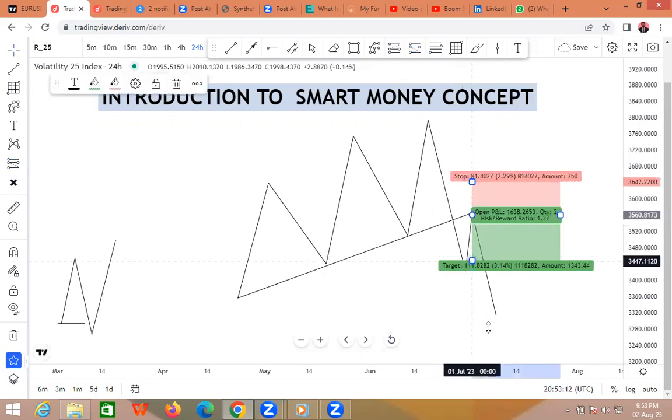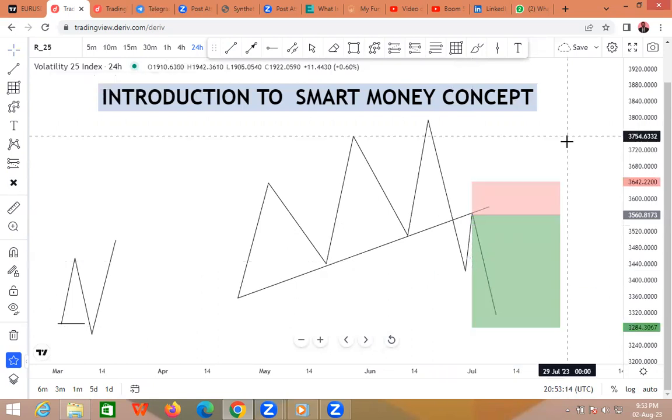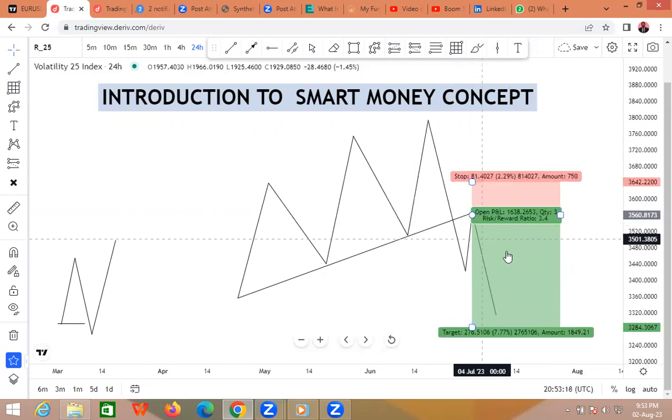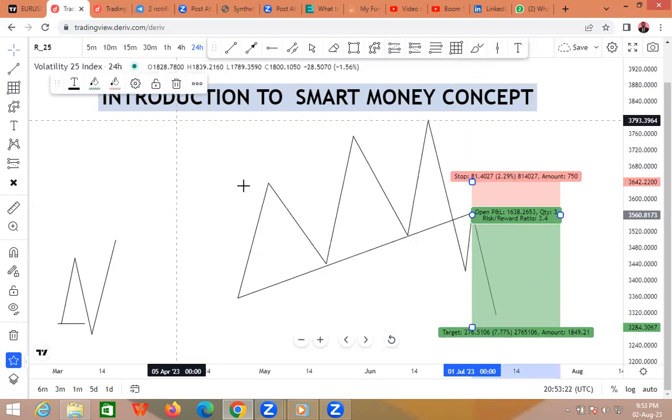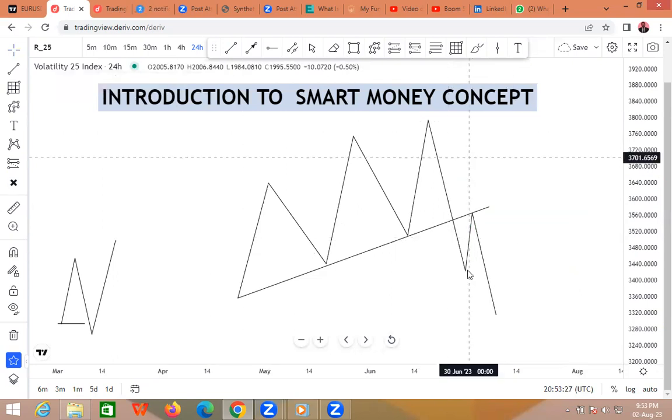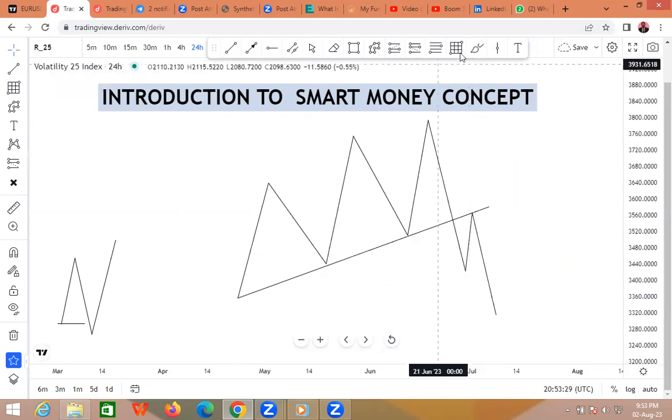So there are so many concepts that people trade on the chart, in Forex, synthetics, futures, derivatives, everything. There are so many concepts people trade. But all we trade is smart money. What is that smart money? We want to keep our buyers open. We want to keep buying.